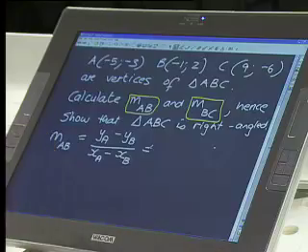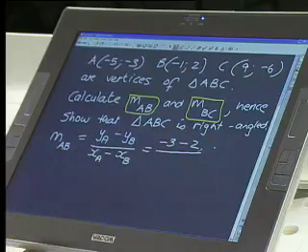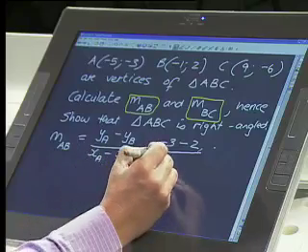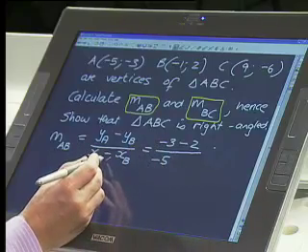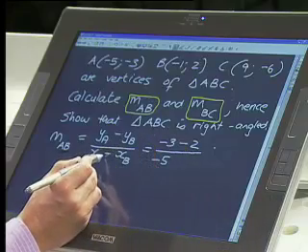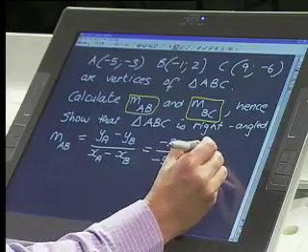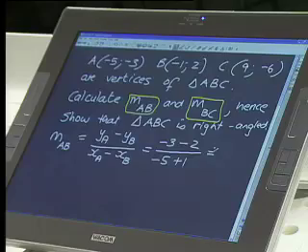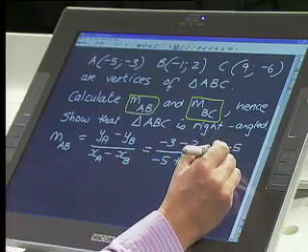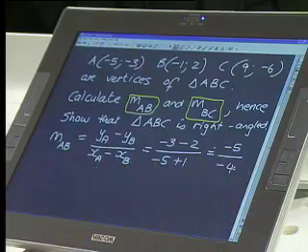So the y at A is -3 and the y at B is 2. So it goes -3 minus 2, divided by the x at A, which is -5, minus the x at B, which is -1. Notice it's minus the positive one. If I work that out, I get -3 minus 2, which is -5, and in the bottom, -5 plus 1, which is -4. How are we doing so far? Easy, eh?